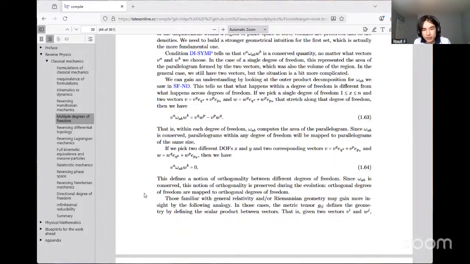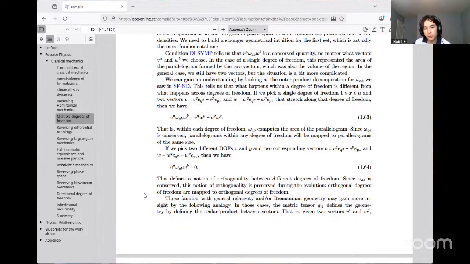Condition di symplectic tells us that VA omega AB WB is a conserved quantity no matter what vectors VA and WB we choose. In the case of a single degree of freedom, this represented the area of the parallelogram formed by the two vectors, which is also the volume of the region. In the general case, we still have two vectors, but the situation is a bit more complicated. We can gain an understanding by looking at the outer product decomposition for omega AB we saw in SFND. This tells us that what happens within a degree of freedom is different from what happens across degrees of freedom.